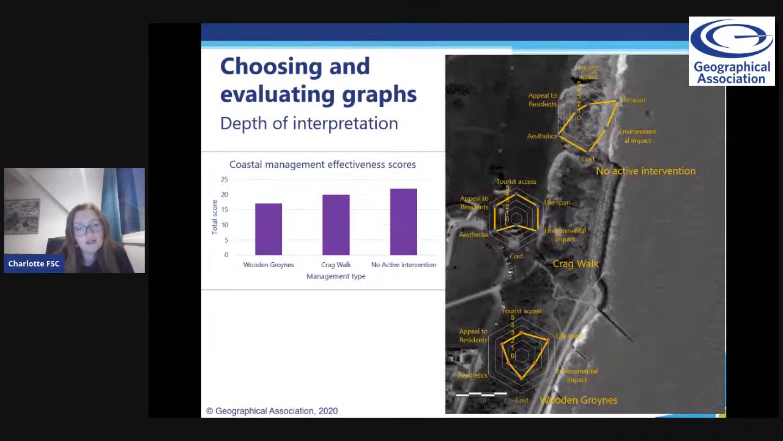If I were to ask you, which of these would you choose to show the relative effectiveness of different coastal management options? You've got a bar graph there, and you've got a set of radar graphs, or radial graphs, you may know them as. Which of these would you choose to show the relative effectiveness of the different coastal management options? And I'll give you a moment if you want to chat about it or comment.